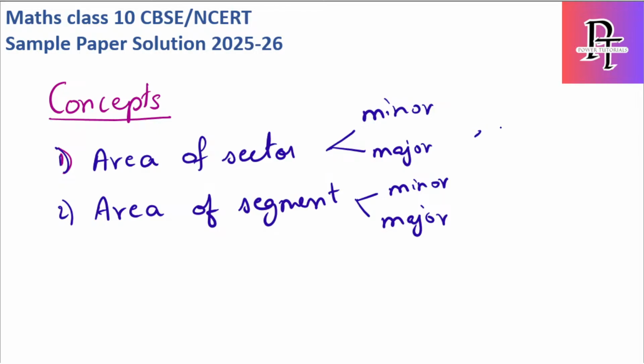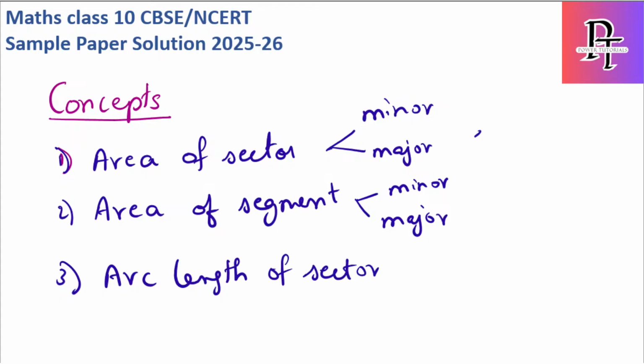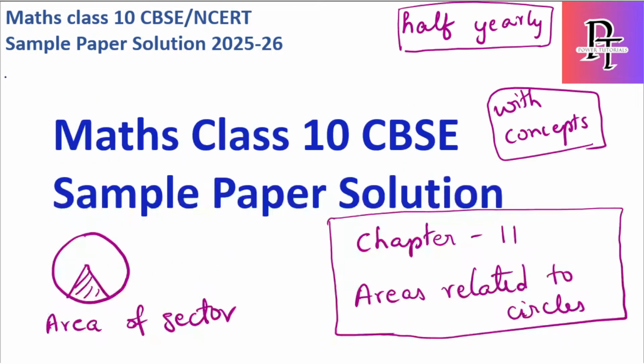At the same time we need to also know arc length of sector. So only just three to four formulas. If you remember these 3 to 4 formulas from this chapter, you'll get a weightage of about 3 to 5 marks as per previous year question papers. So we'll cover all those formulas again.